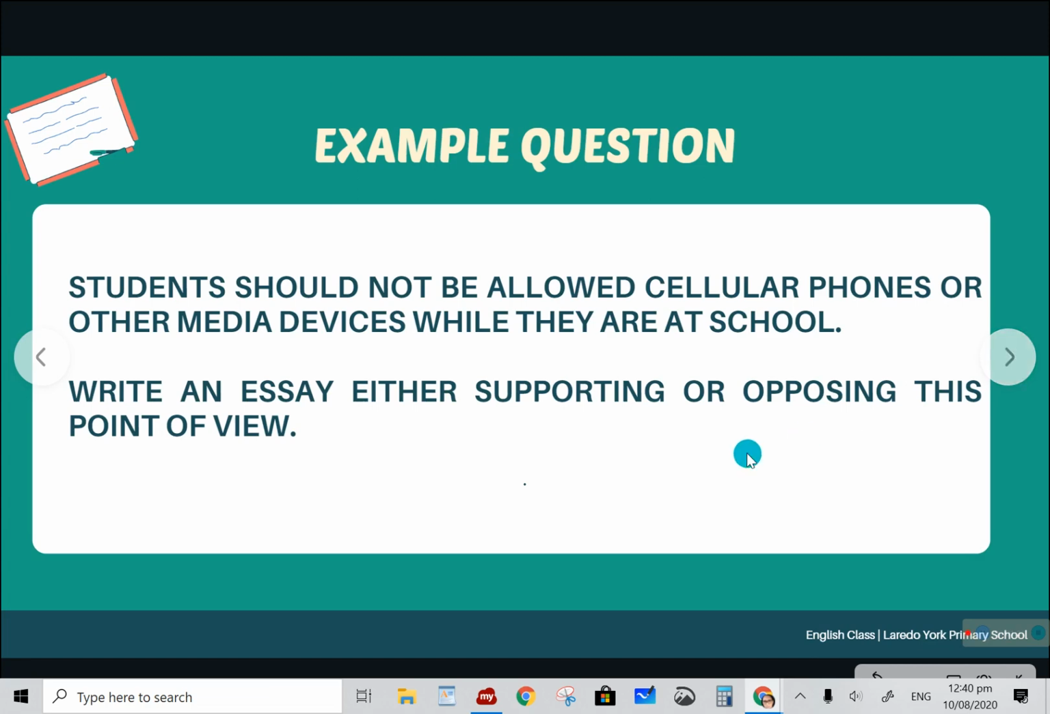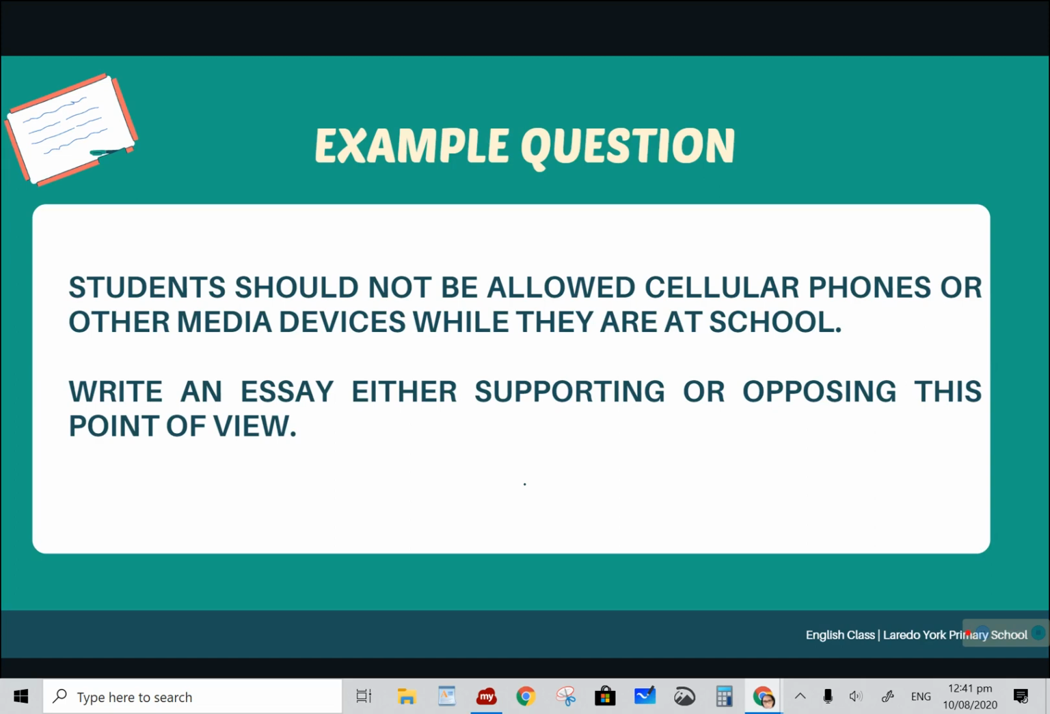So we are going to take a look at an example question, which was from a very old CSEC past paper. However, it is still currently an issue in a lot of schools. It is also a good essay to get students to associate with something familiar, an issue that they can actually have an input on in class when discussing it. So the question is, students should not be allowed cellular phones or other media devices while they are at school.